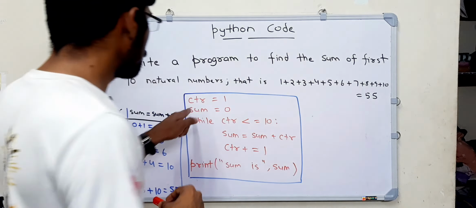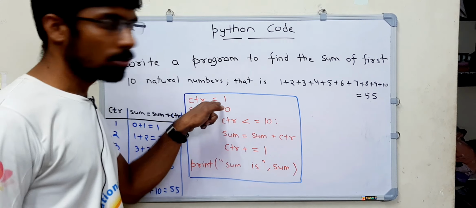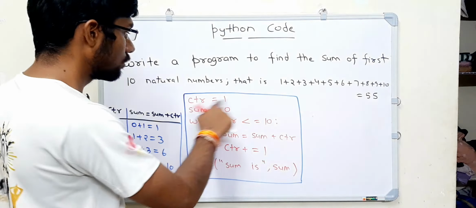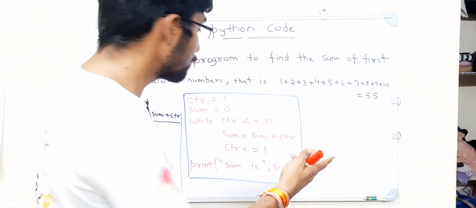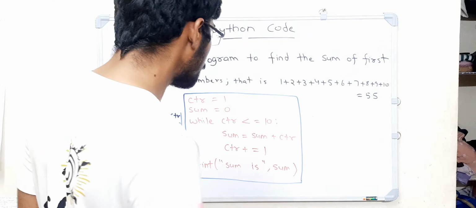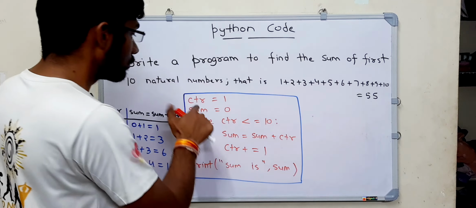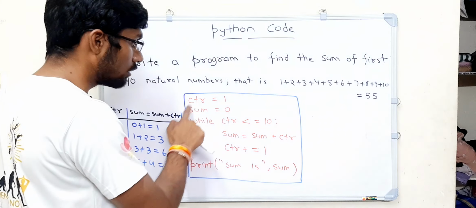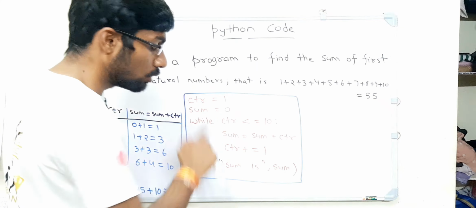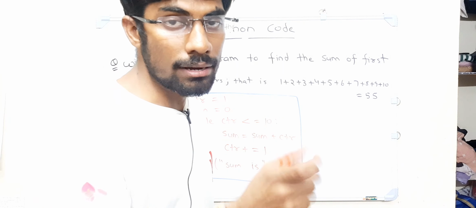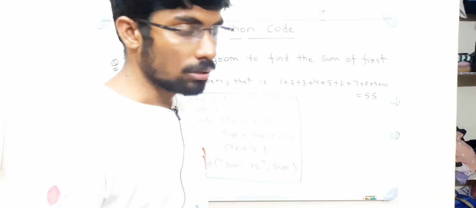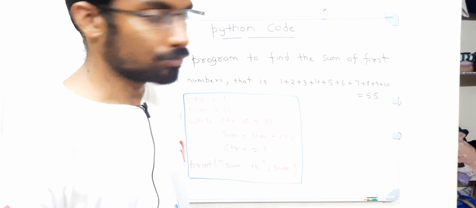So this is my counter, or the natural number which will provide me the natural number for addition and also count the numbers. So my ctr is equal to 1 and sum is equal to 0. This is my dummy variable on which I will add the generated natural numbers.